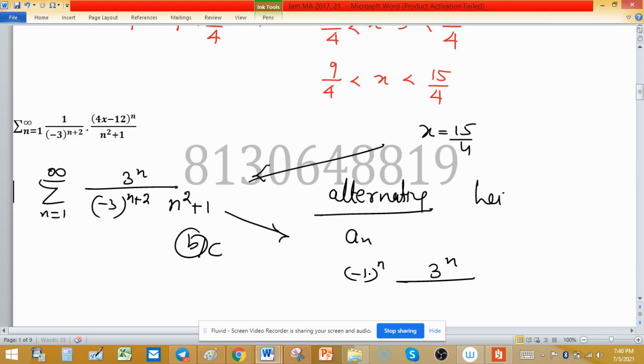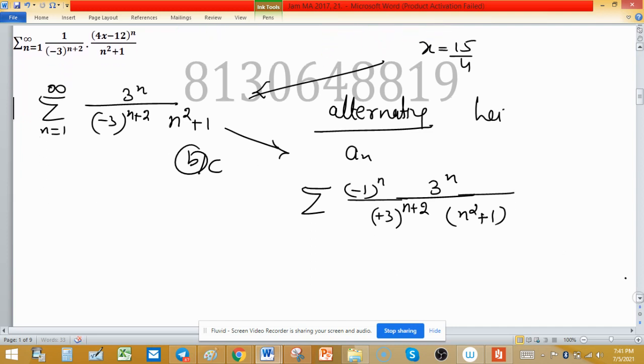because the negative sign depends on n. If n is even, then the positive sign will appear, means positive terms will appear. If n is odd, then negative terms will appear. So minus 1 raised to the power n I took in the numerator, and I can put the positive sign here, n plus 2, and in another bracket n square plus 1. So this is the other way of writing, or you can say a simpler form to apply the Leibniz rule here.